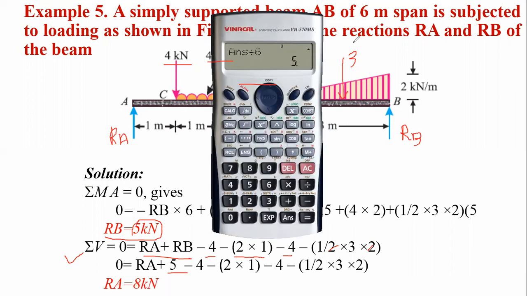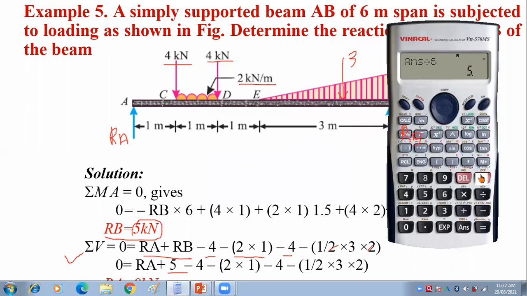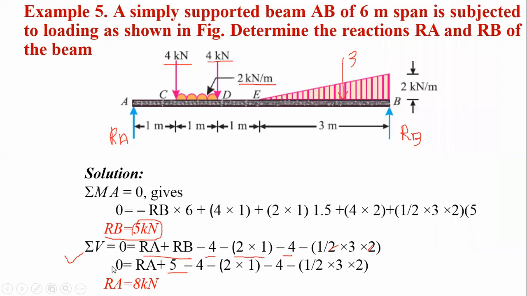How to simplify the terms? 5 minus 4 minus 2. 1 into 2 into 1, it becomes 2 only. Minus 4. If you solve this one, the only remaining term is 3 only. Minus 3. If you see here, minus 8. And this minus 8, if you take to this side, it becomes plus 8. That's why reaction RA is equal to 4 kilonewton. By using these equilibrium conditions, we are finding out the reaction components RA and RB of the beam.